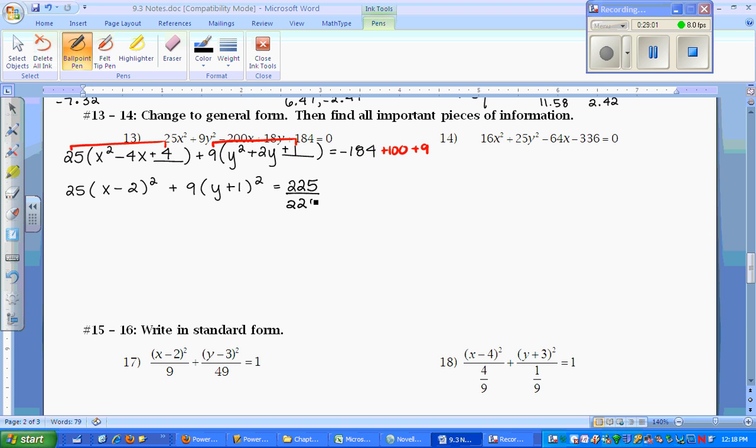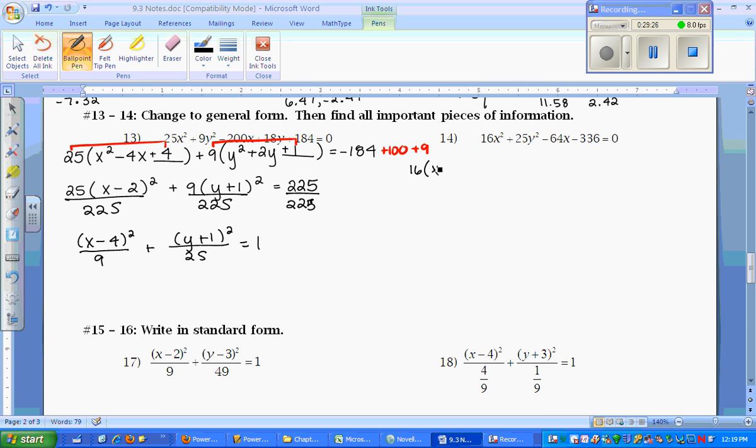And I have to make my equation equal to 1, so I divide by 225. So I end up with x minus 2 squared over 9 plus y plus 1 squared over 25 equal to 1. And you can find all important information.